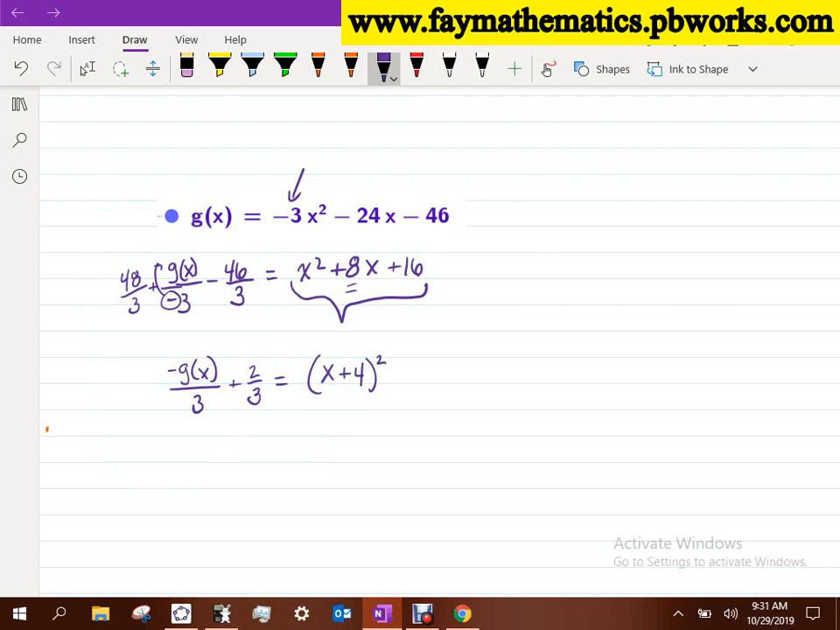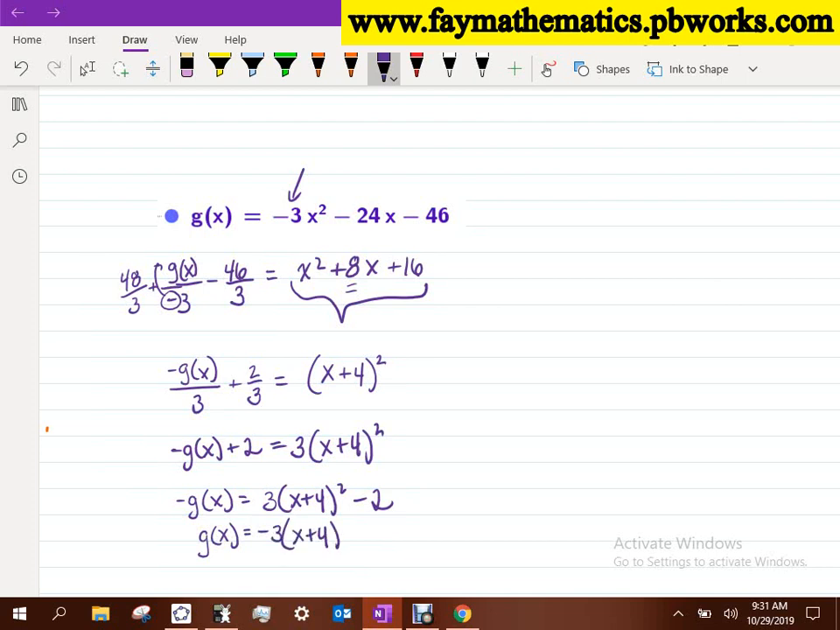What can I do to get rid of all those fractions? Multiply everything by 3. So I get negative g of x plus 2 equals 3 times x plus 4 squared, right? How do I isolate g of x? Subtract 2. How do I get this to be a positive g of x? Multiply or divide by a negative, right? So it gives me a negative 3, x plus 4 squared.